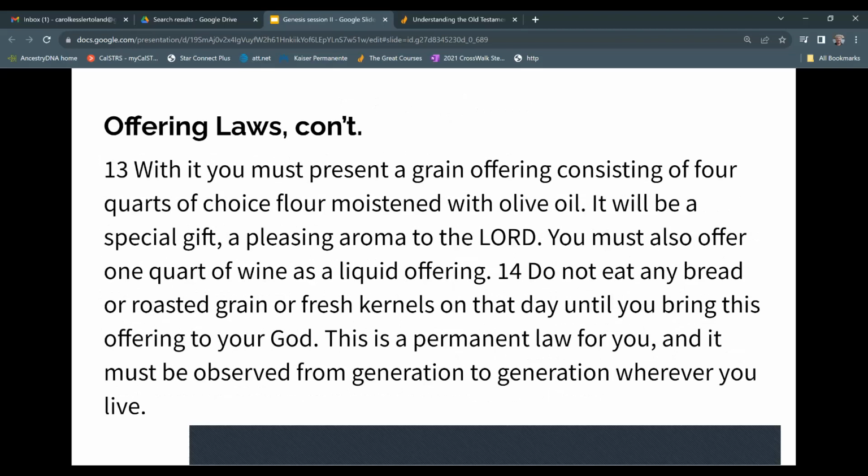So then, continuing on, it says, with this, you must present a grain offering consisting of 4 quarts of choice flour moistened with olive oil. It will be a special gift, a pleasing aroma to the Lord. You must also offer 1 quart of wine as a liquid offering. Do not eat any bread or roasted grain or fresh kernels on that day until you bring this offering to your Lord. This is a permanent law for you, and it must be observed from generation to generation wherever you live.